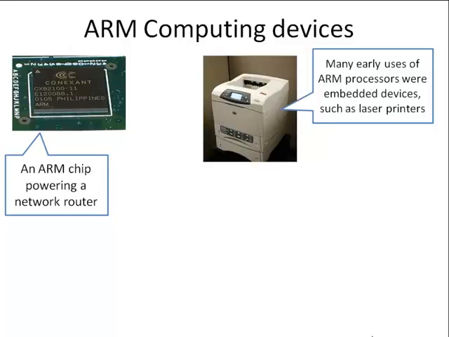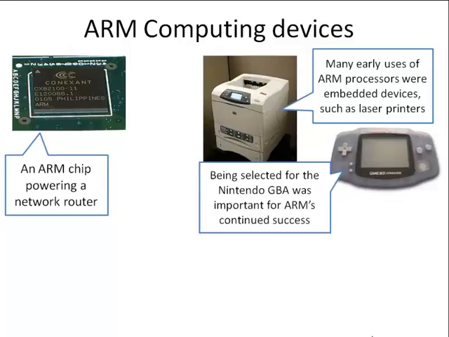And so in the first image we can see an ARM chip that's powering a network router. In the early uses of ARM, and this is still used in these areas, ARM processors were mainly used in embedded devices such as laser printers or routers or other devices, so mainly in areas where you might not think so much that there's a computer in there, but there would be a CPU doing stuff. But over time it became adopted increasingly for a wider range of computing devices.